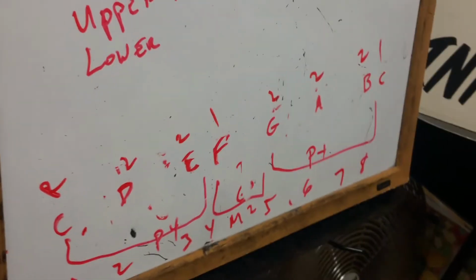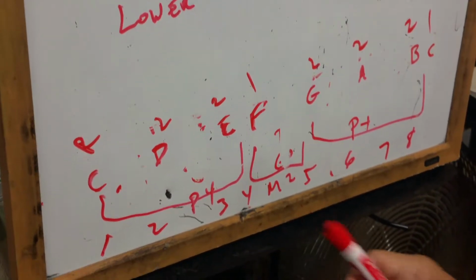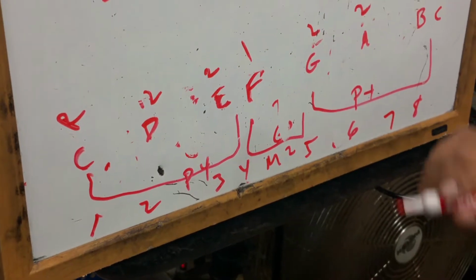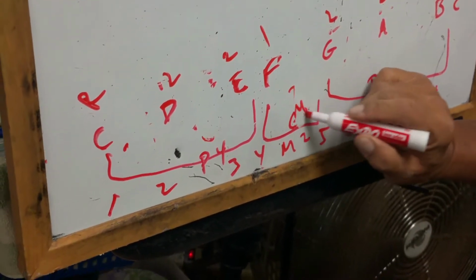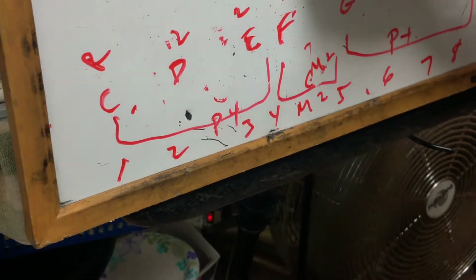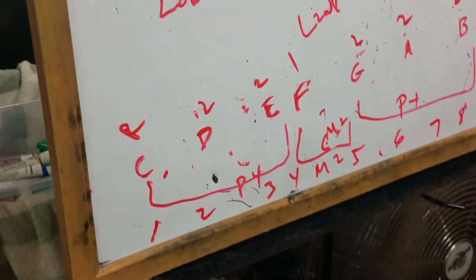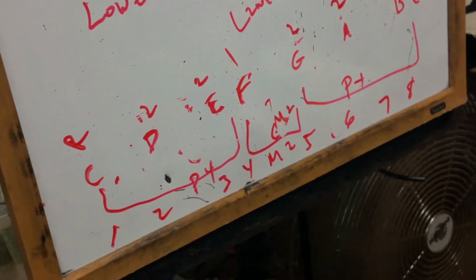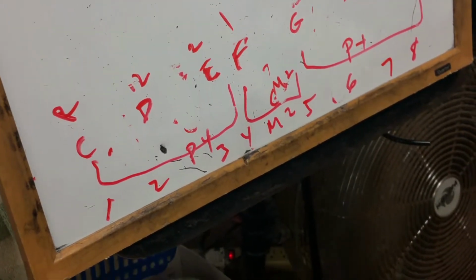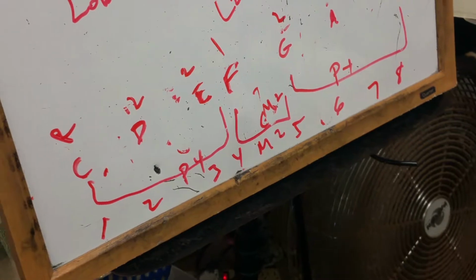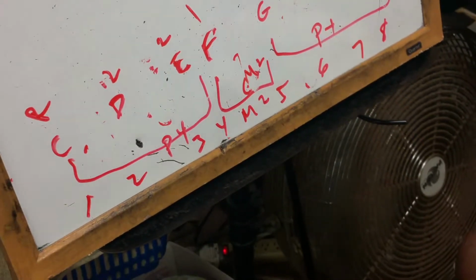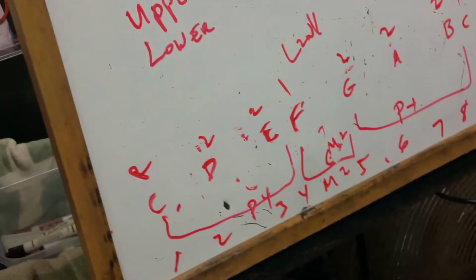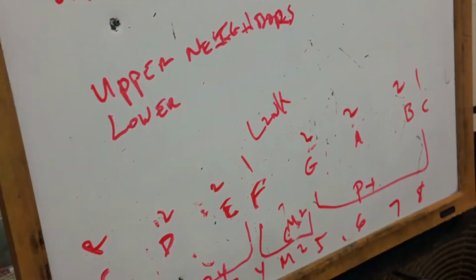I also shared that from C to F is a perfect fourth, and that's 5 half steps. Okay, from F to G is 2 half steps. That's called a major second. That's called the link. You're linking the major scale. And from G to C is a perfect fourth, so that's another 5 half steps. So that's basically what I shared regarding the upper neighbors, the lower neighbors, being outside and inside. And this is the fingerboard study.